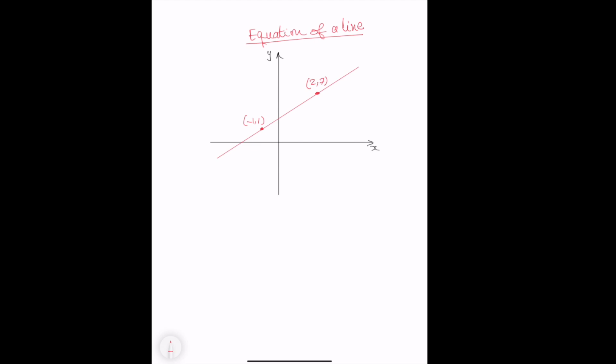Hi. I want to show you today, during this lesson, how to find the equation of a straight line. This topic is useful for both higher and foundation levels. To find the equation of a straight line, like this one, you need to know that any straight line can be written in the form y equals mx plus c.